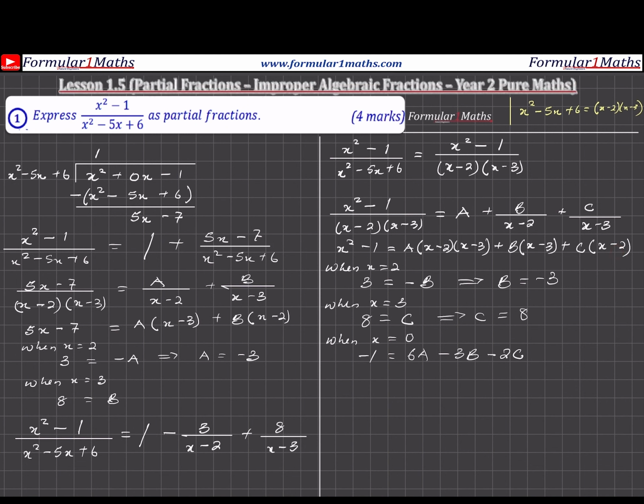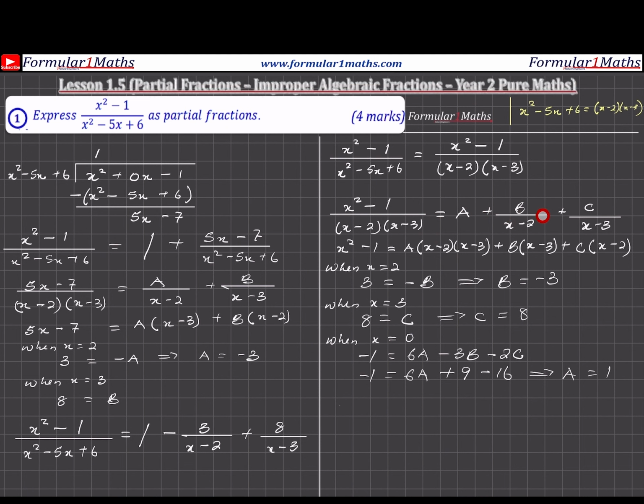But I know the values of b and c. So for doing my substitution, I'm going to get minus 1 is equal to 6a plus 9 minus 16. And solving it for a, I'm going to get a is equal to 1. So this implies a is equal to 1. So I've got my values for a, b, and c. I'm going to substitute them in this equation here.